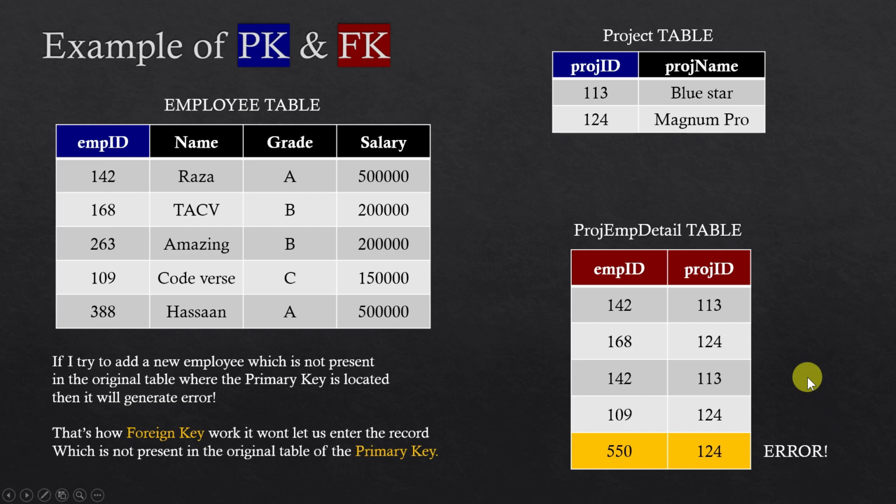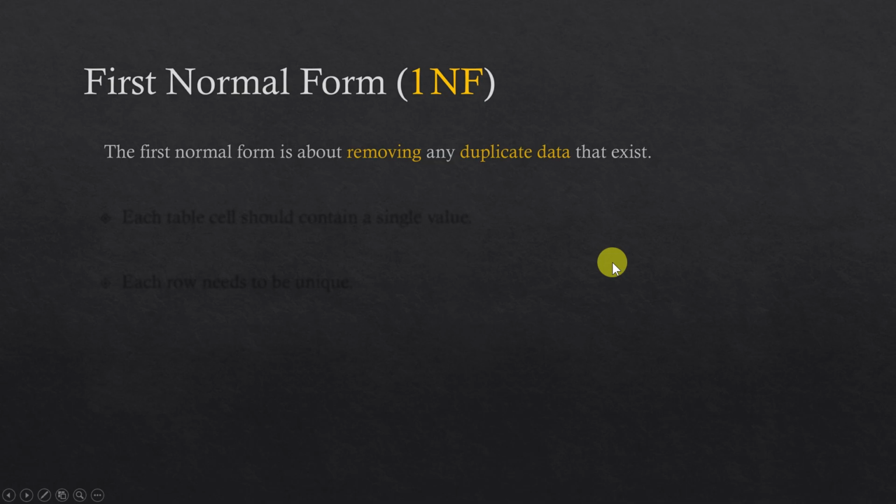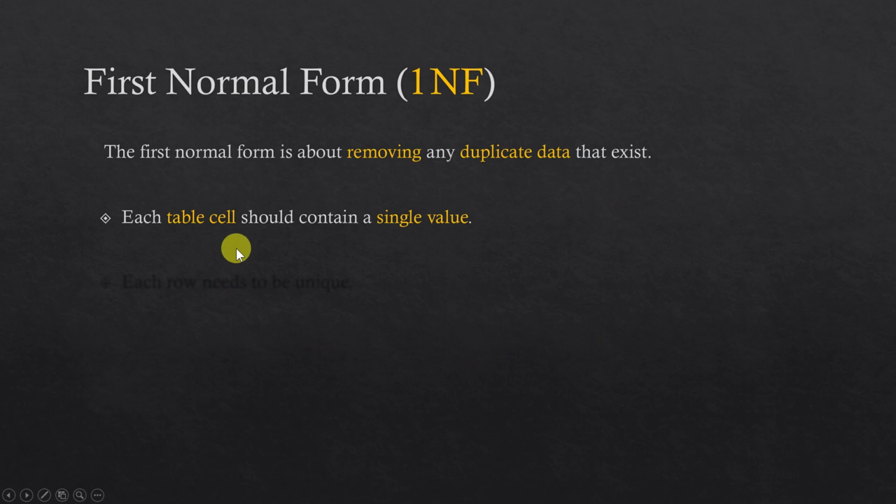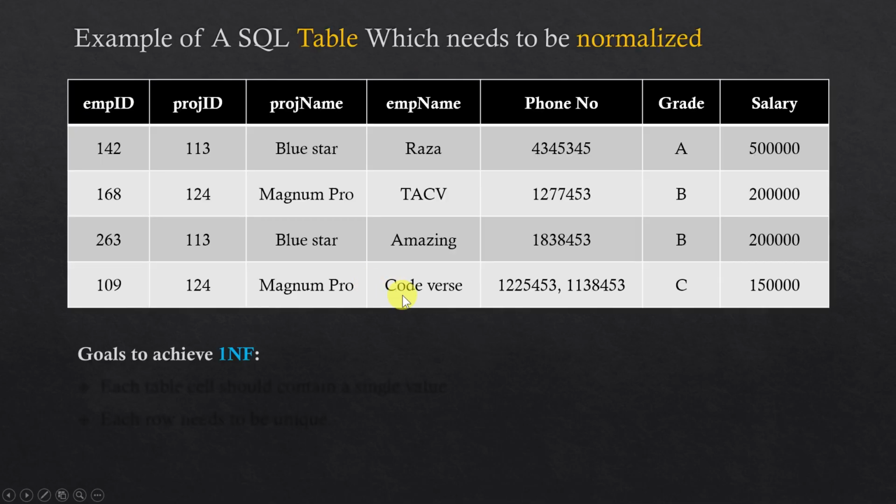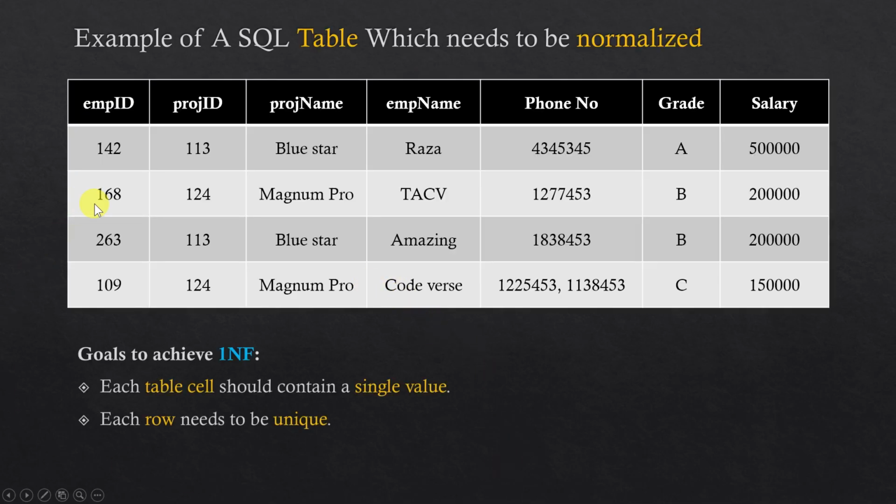So let's move on to the normal forms. The first normal form is about removing duplicate data. Each table cell should contain a single value, and each row needs to be unique. So what does this mean? Each table cell should only contain one value, not like this record, which contains two phone numbers. So this is a violation of the first normal form.